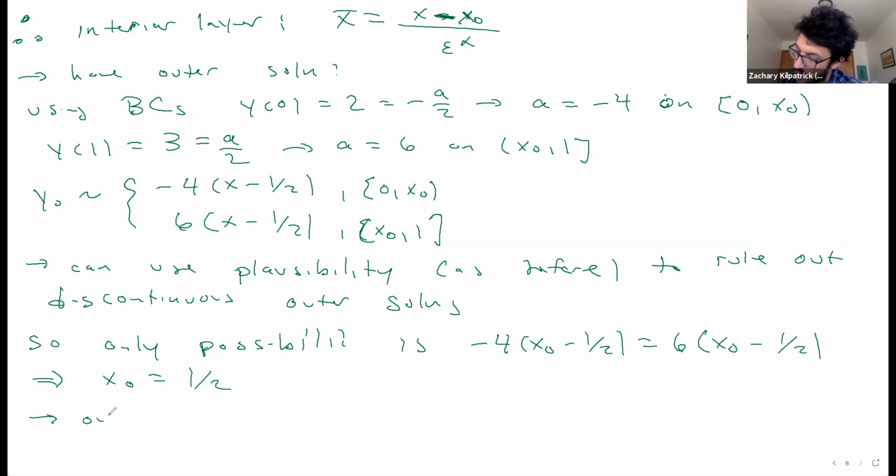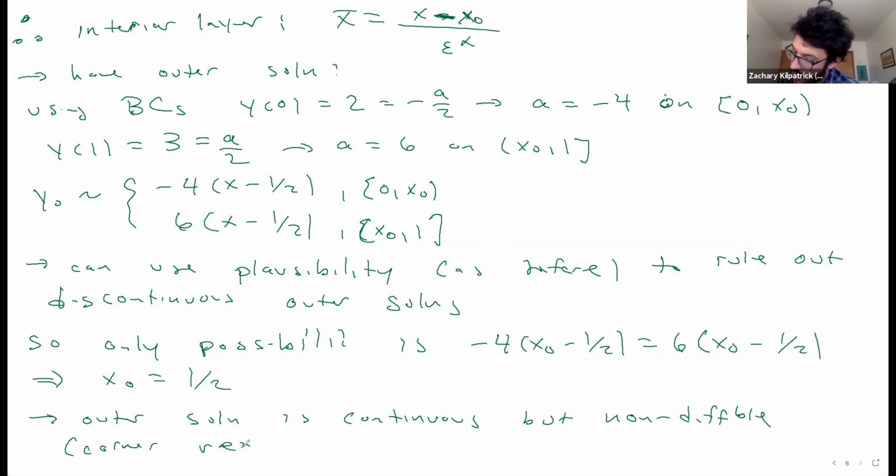So that means that our outer solution is continuous, okay, but non-differentiable, okay? And that's okay because now we have what's called a corner region, okay? And the procedure for the corner region, it's not too far from an interior layer, okay? We substitute our stretch coordinates in, right? We perform our appropriate expansions, right? And we figure out the distinguishing limit, and then we solve our leading order equation, okay?